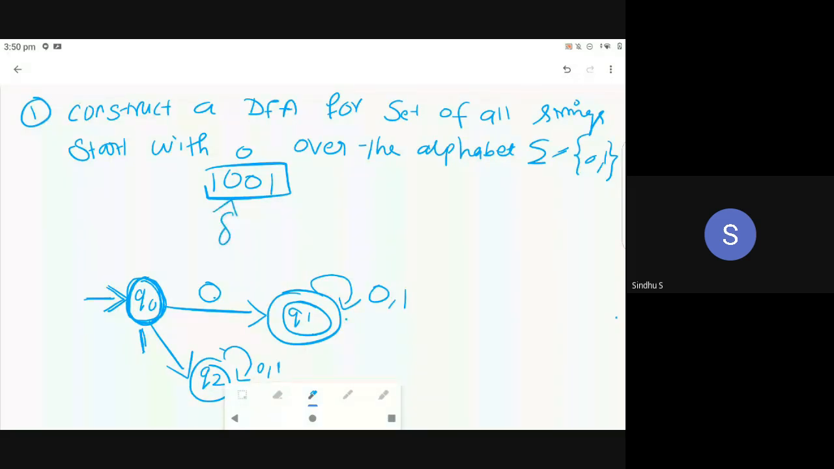So I'm going to prove in the state q naught. If 001 is the input, I should prove that when 001 is applied to q naught, it reaches the final state q1. Whenever it reaches the final state only, I can claim that my input will get accepted by my machine. Am I right or not? Yes, ma'am.